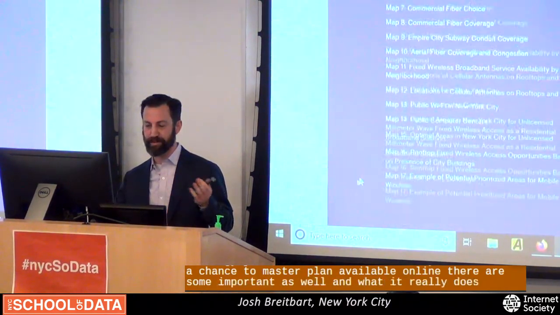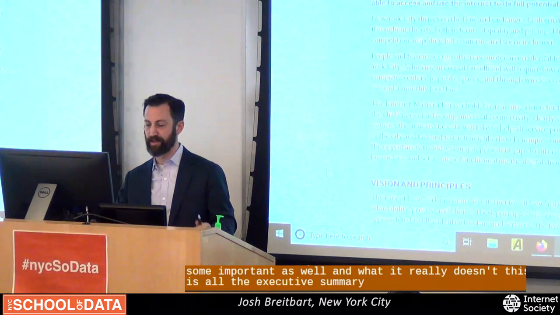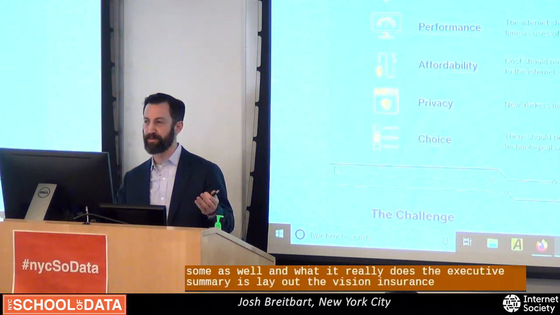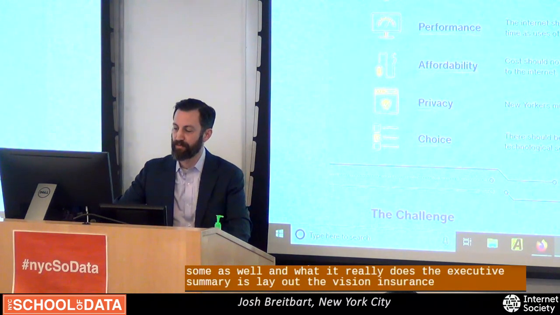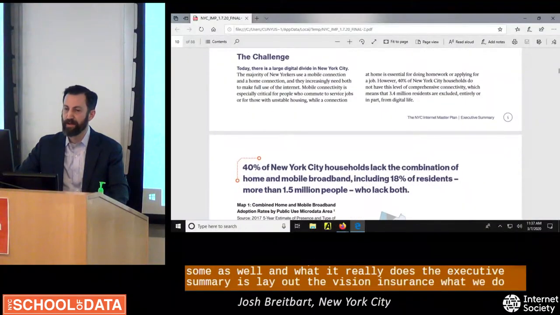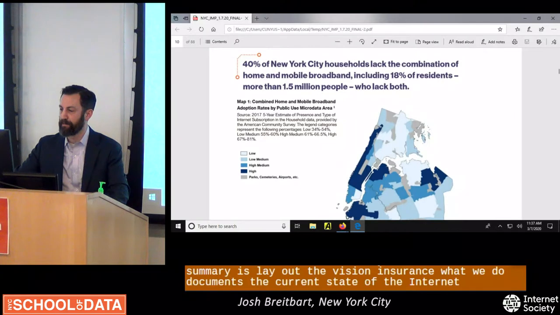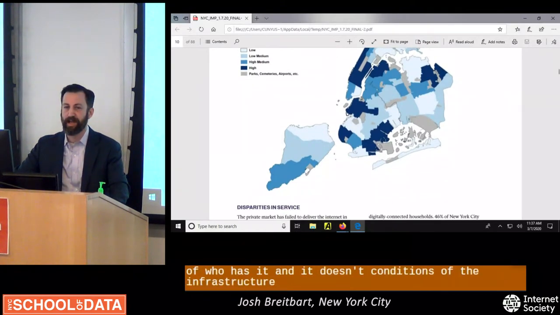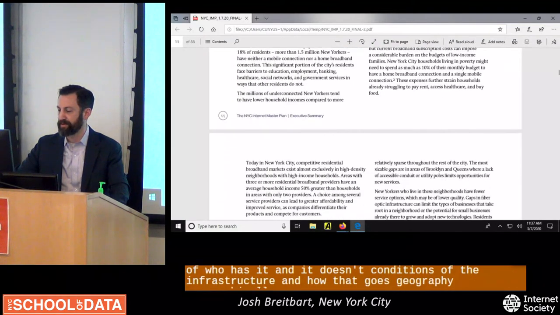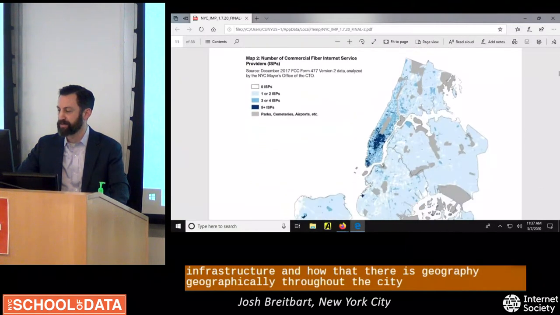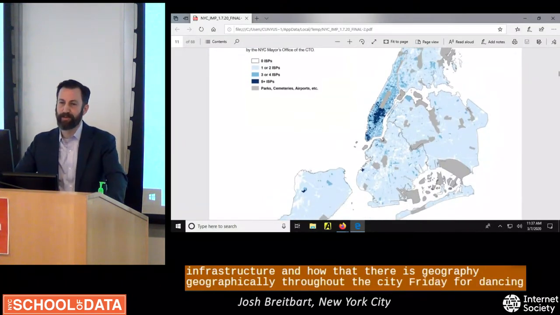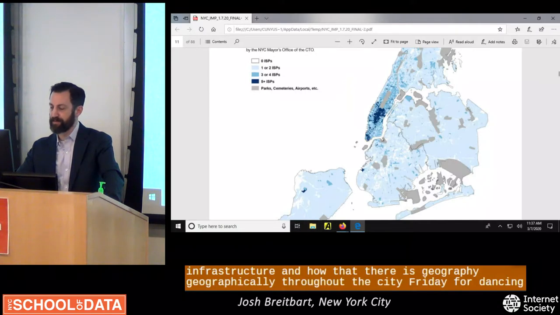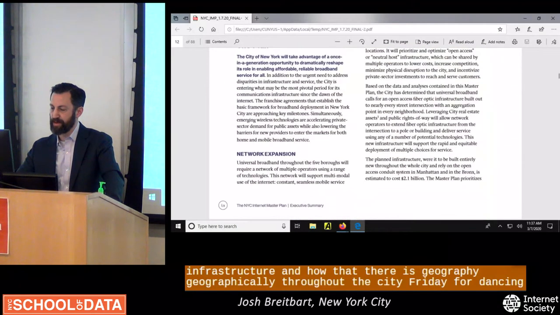And what it really does, and this is all in the executive summary, is lay out the vision and principles for the internet in New York City: equity, performance, affordability, privacy, and choice. It documents the current state of the internet in terms of who has it and who doesn't, but also the conditions of the infrastructure and how that varies geographically throughout the city. So it looks at the different types of disparities, the gaps in infrastructure, and presents that through a range of new data sets that have never been compiled and analyzed before.